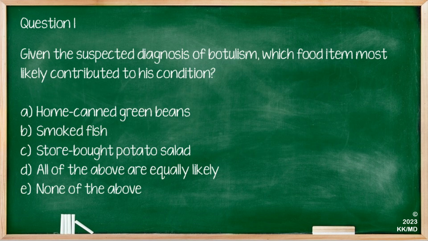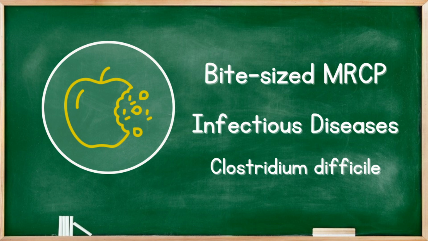The options are A. Home-canned green beans, B. Smoked fish, C. Store-bought potato salad, D. All of the above are equally likely, E. None of the above. If you recall from our slides earlier, you will realize that home-canned products are the most likely to cause botulism if canned inappropriately. Therefore, the correct option is going to be option A.